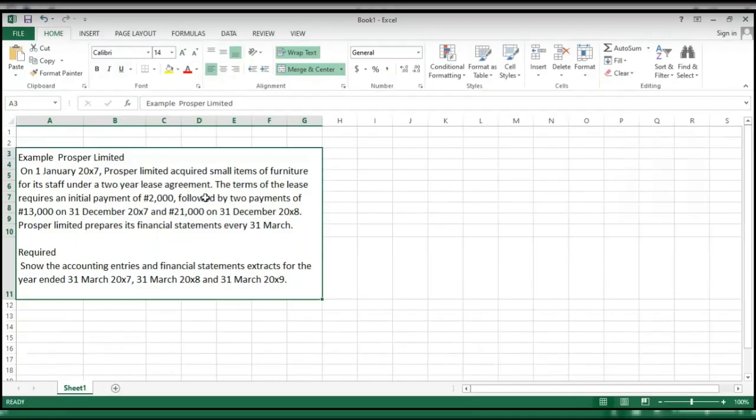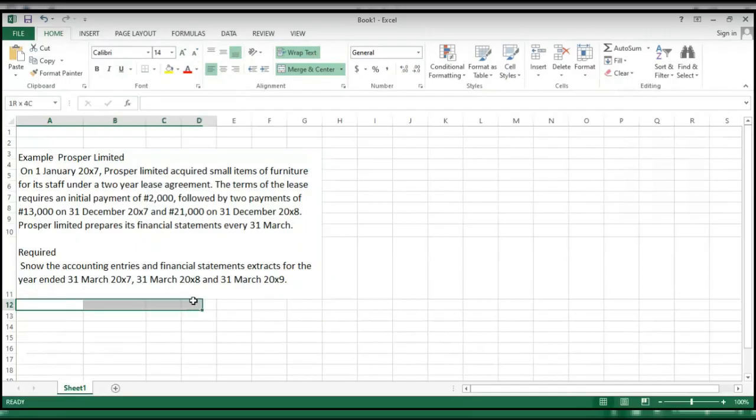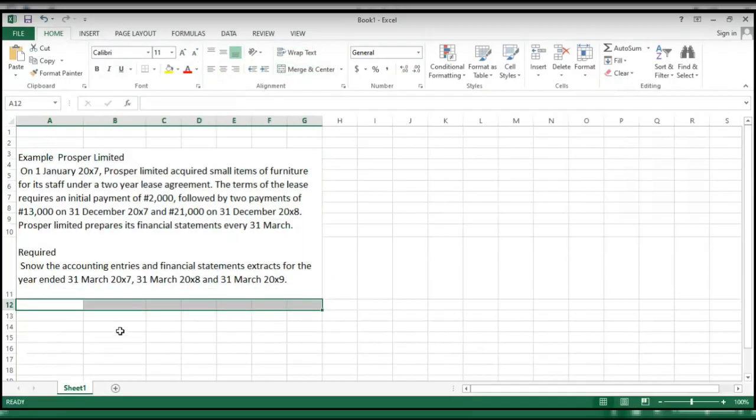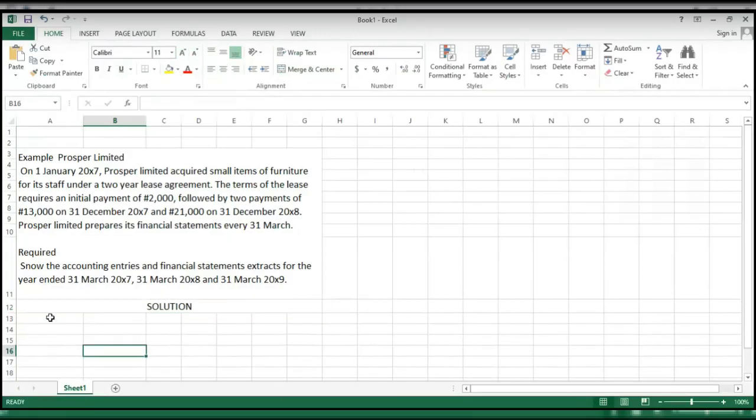So let's first look at the lease term. We need to understand that. I put the solution here. So let's look at the lease term first. The lease term is for 2 years.